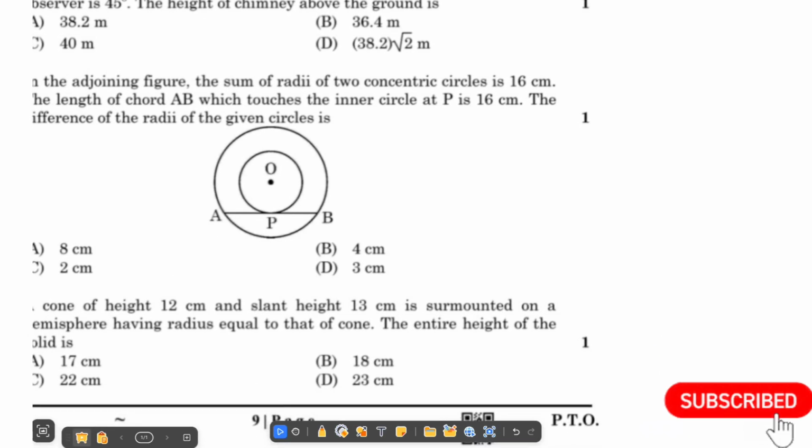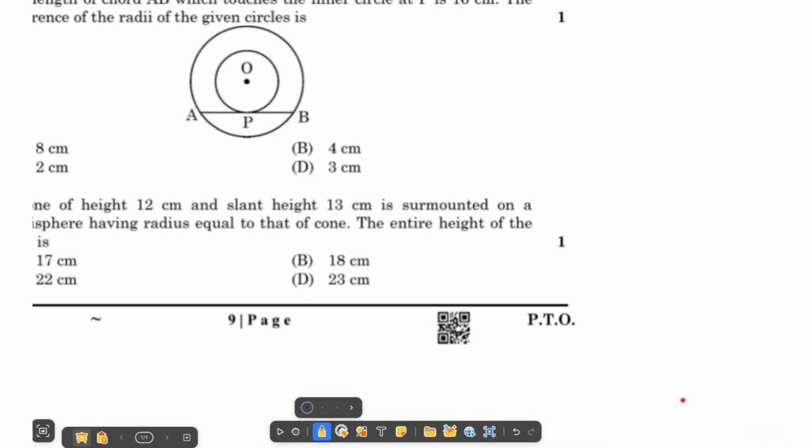It is given that the sum of the radii is known. Let us take OP as the radius of the smaller circle and OA as the radius of the larger circle. Let OP be X and OA be Y. We know that the angle at P is 90 degrees because of the angle between the tangent and the radius. AB is the tangent and OP is the radius. So the angle at P is 90 degrees and OP bisects AB, because the perpendicular line drawn from the center to the chord AB bisects the chord.